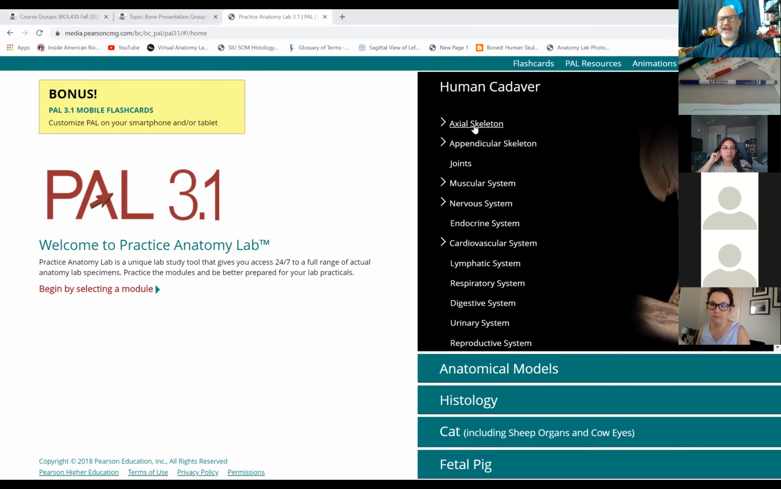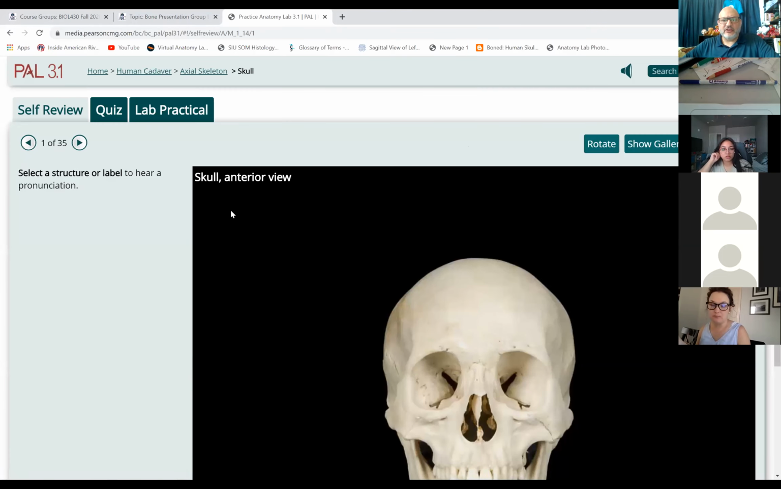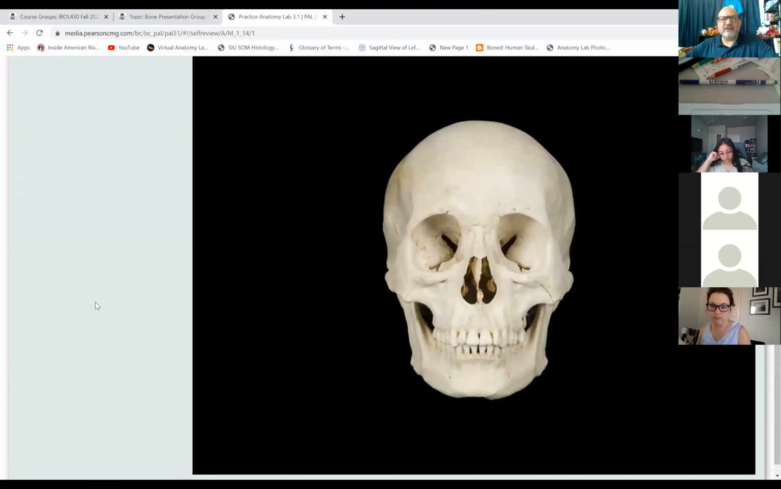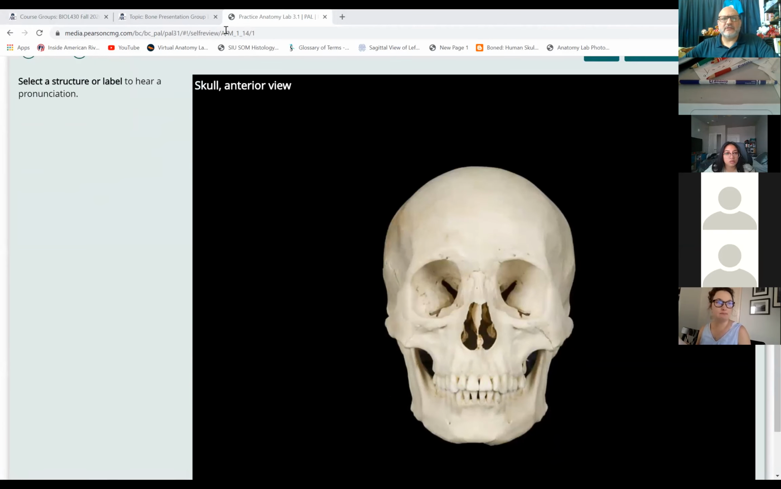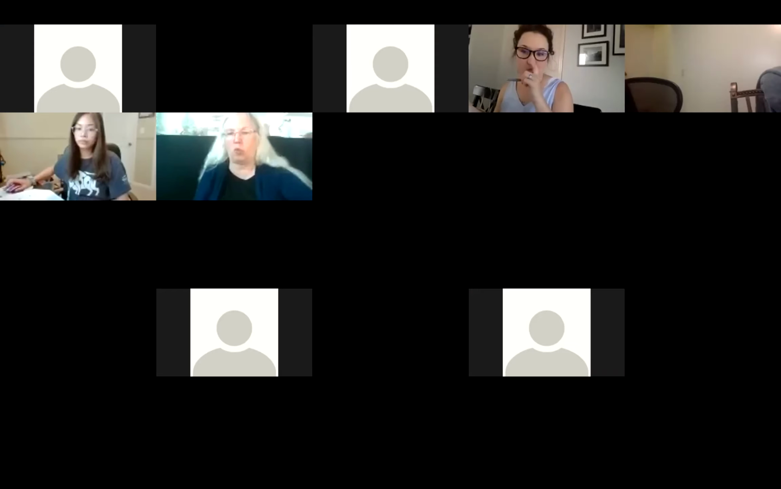Here under the axial skeleton, you can see some of the anatomy of this. I'm not sure why this is so large on my screen. Hold on, but it's all right. It is a great, great resource. Hold on, I don't know what's going on. Let's stop sharing this for a minute.